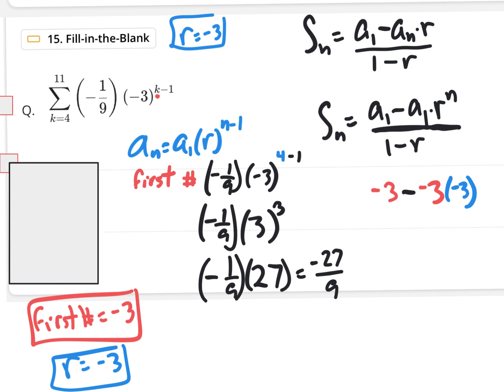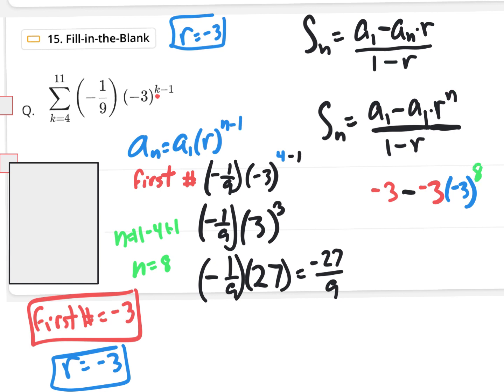Now the question is, how many numbers do we actually have? That's where you do that trick, 11 take away 4 plus 1. So that's really 11 take away 4, which is 7, and then plus 1, that would be 8. So I could find out the n by doing the 11 take away 4 plus 1, which is 8. So n equals 8. So I'm going to put an 8 right here where the n is at. So it's to the power of 8.